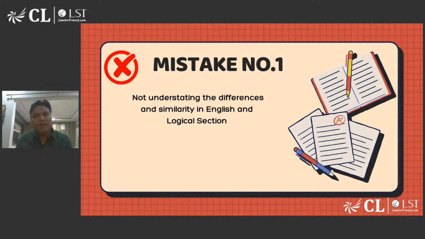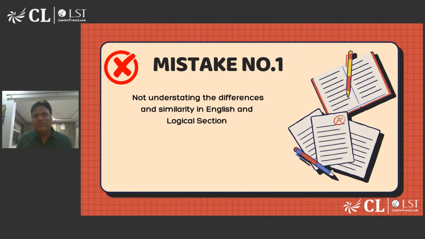"I'm not good at logical, but good at English" cannot be true. The only thing is that you are lacking confidence that you are good in logical, because you have compartmentalized in your mind that these are two different sections. They are not, skill wise. So what is the difference? The difference is only in the type of questions.